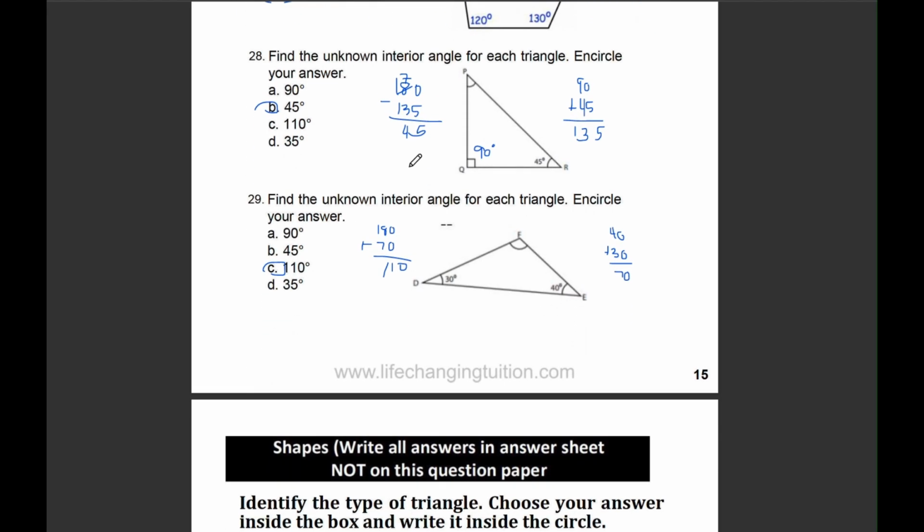Number 28. Triangle PQR with a right angle and a 45-degree angle. Find the third angle. Options: 90 degrees, 45 degrees, 110 degrees, 35 degrees. Why not? 90, 110, 35 fail the 180-degree rule. Answer: 45 degrees. Formula/working. 180 minus 90 minus 45 equals 45 degrees.